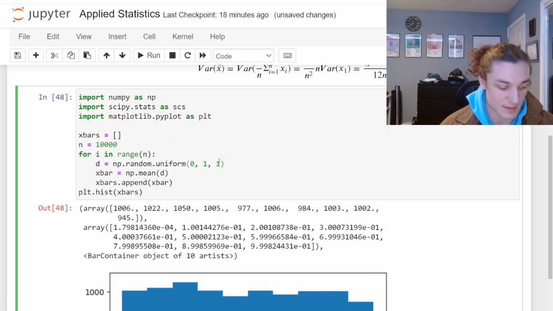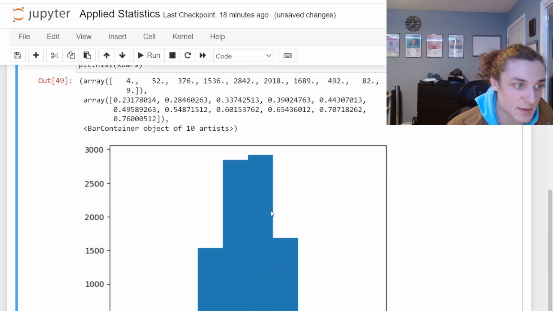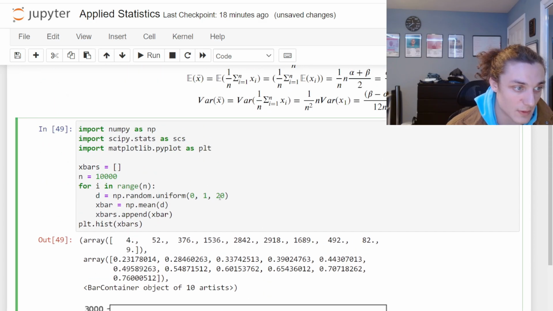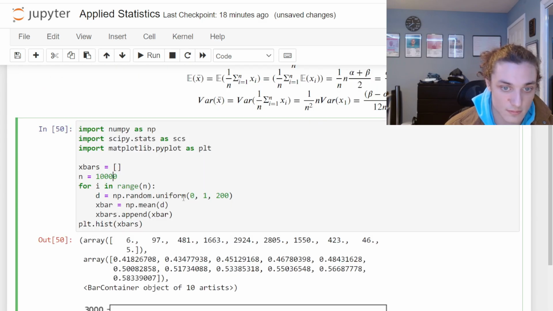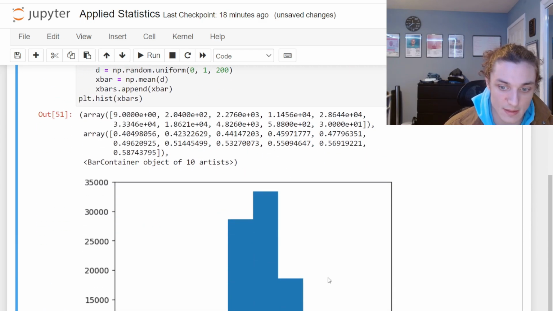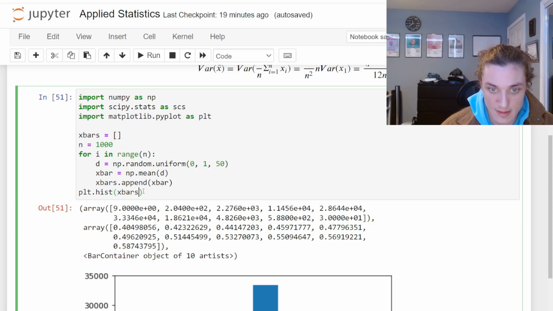But if we have, let's say, a sample of 20, right? Check this out. This is starting to look normal, right? Increase this to 200. Hopefully this is just making it very clear. If we increase the bins too, this will look nicer. So let's make this 50. Let's make this 1,000, and then hist will do bins equals maybe 50.